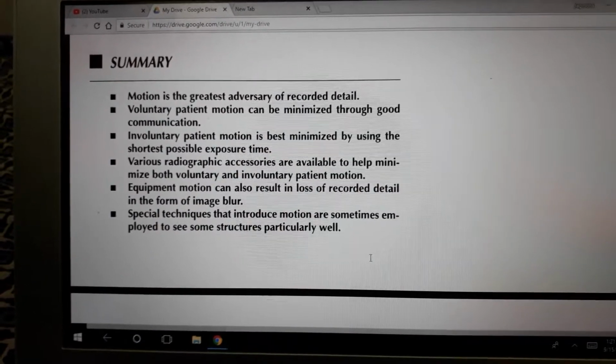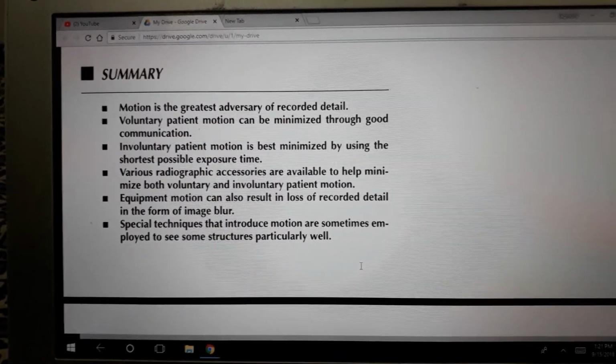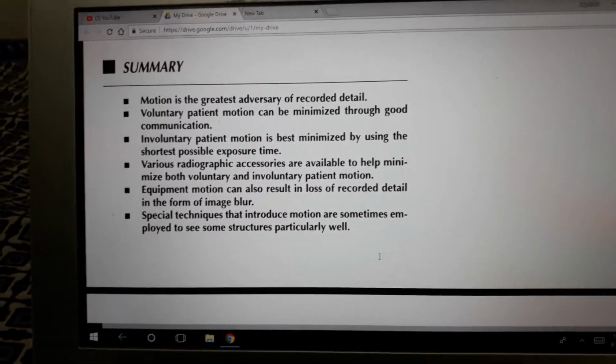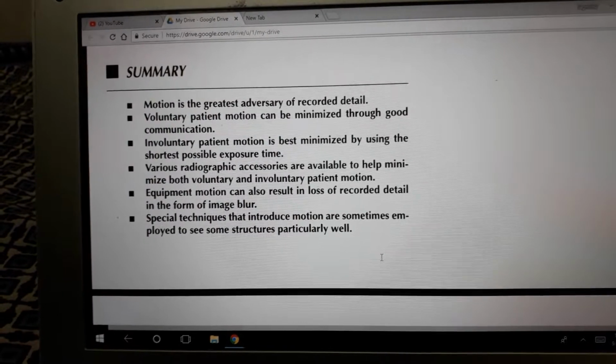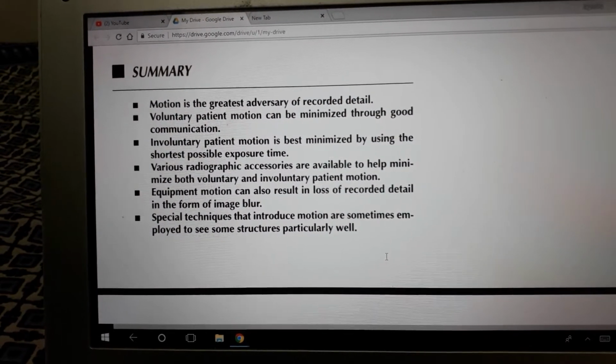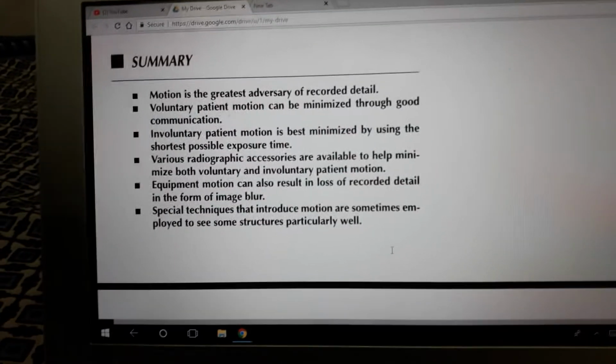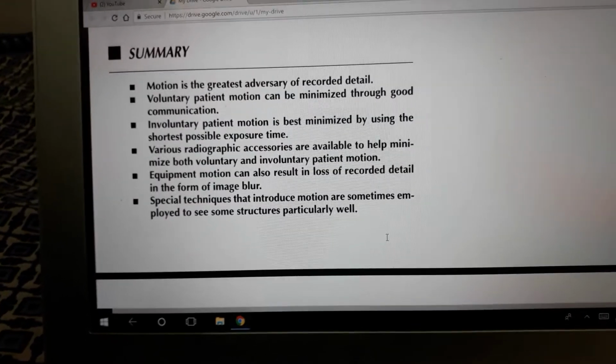Equipment motion can also result in the loss of record detail in the form of image blur. In special imaging, special techniques that introduce motion are sometimes employed to see some structures particularly well.